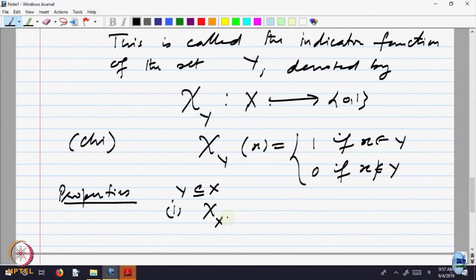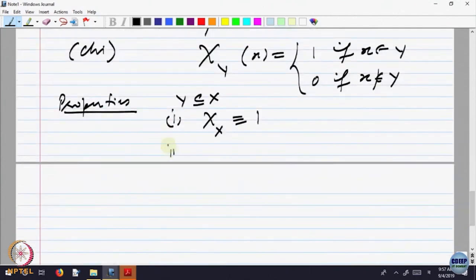Complement of X is the empty set, right. It's not... so this is the constant function 1. Okay. Let us look at two sets A and B, subsets of X. What is A intersection B?